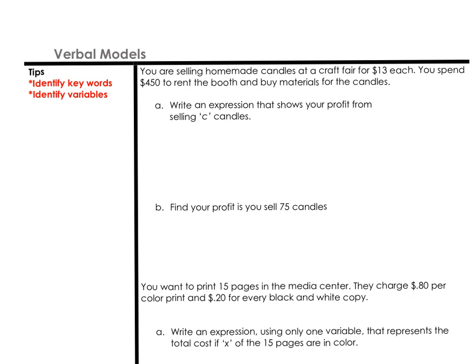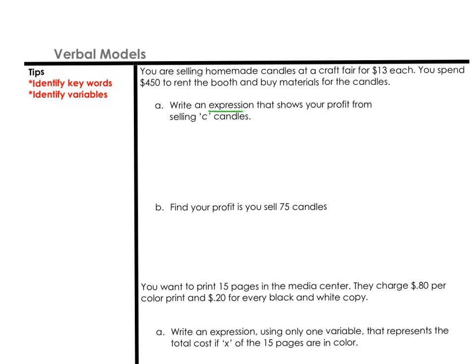You know a lesson won't be complete without some application, creating those verbal models. Being able to read through this word problem, create an expression, and evaluate for a certain variable. The tips on the left-hand side identify your keywords and recognize what your variable stands for. Let's try that out. You're selling homemade candles at a craft fair for $13 each. You spend $450 to rent the booth and buy materials for the candles.